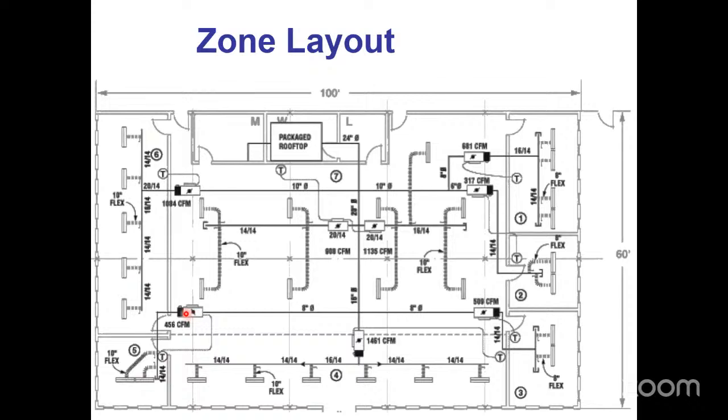The corner has its own zone with electric heater, or it could be hot water coil. The south zone, its own damper, electric heater. This corner, own damper, electric heater. This one, damper, electric heater.